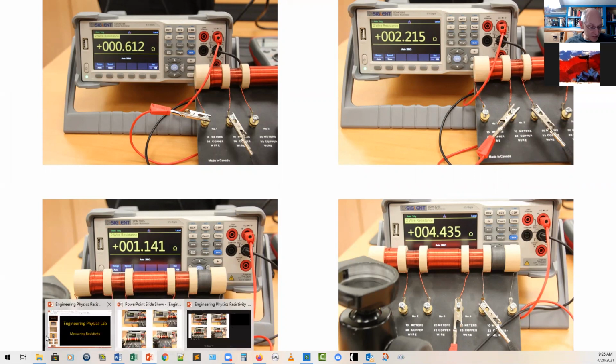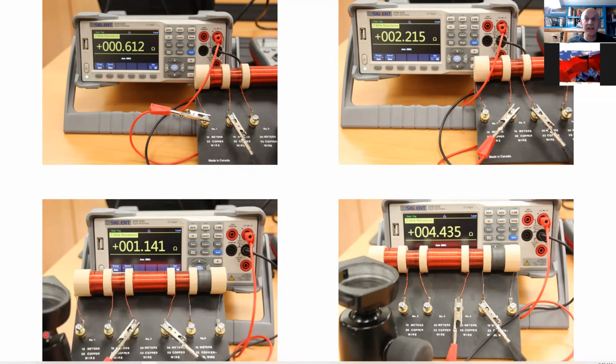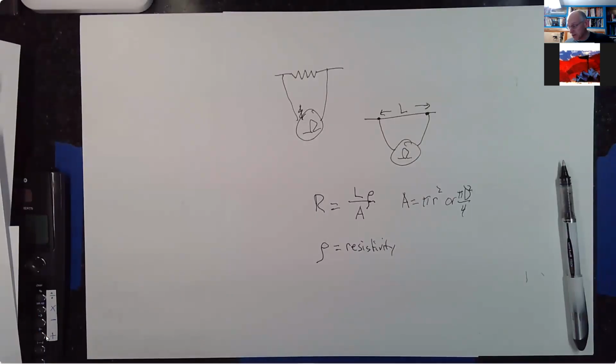And I'm going to switch back here and go to the visualizer. Wow, it's a long ways away from me. Hopefully that's showing up again.